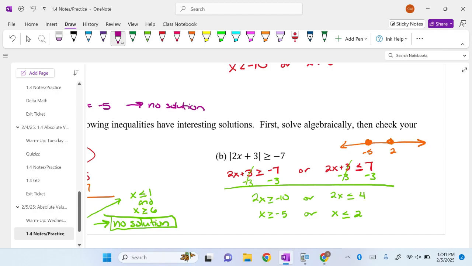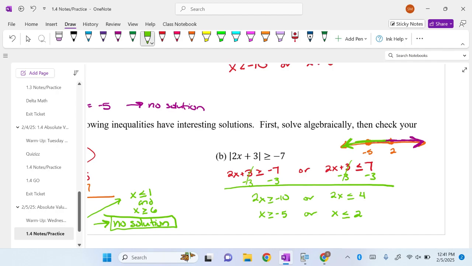So x is greater than or equal to -5. Am I shading to the left or right of -5? To the right. So I'm going to shade right here. What about for 2? If x is less than or equal to 2, which way am I shading, left or right? Left.